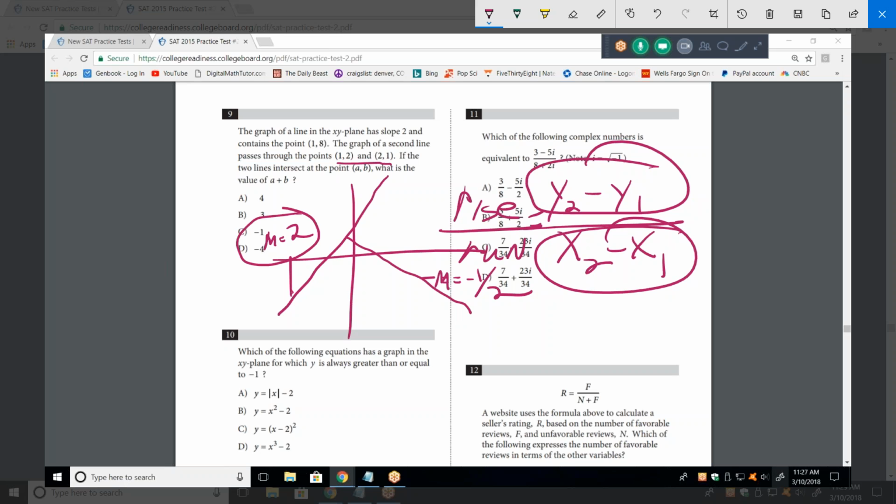You have to do 2 things. You have to change the sign, and you have to reciprocate it. So always remember that you have to reciprocate it and change the sign. Okay.